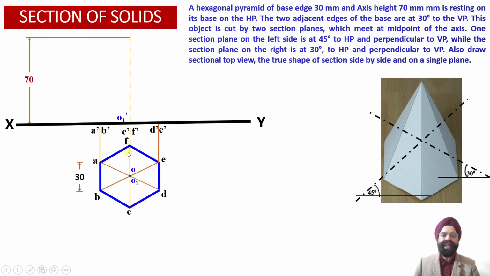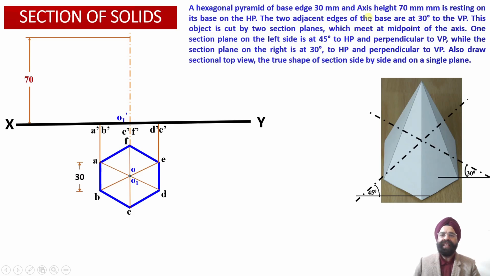Similarly, the points C and F will be projected as C dash and F dash onto the XY reference line, and the points D and E will be projected as points D dash and E dash onto the XY reference line. So we have obtained all the 6 points of the base and the axis point of the base, that is O1 dash over here. This way we have located all these points onto the horizontal plane, because these points correspond to the base of the hexagonal pyramid. Now this is the axis of the hexagonal pyramid.